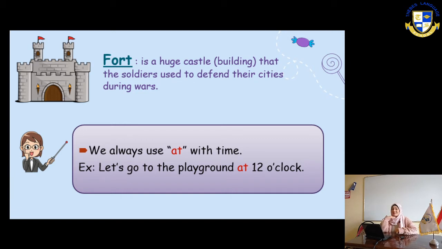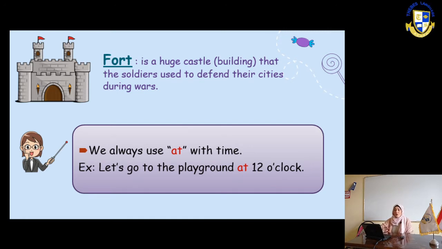We always use the preposition at with time. We use at with time. Let's go to the playground at 12 o'clock, at 6 o'clock, at 4 o'clock. So before saying the time, 4 o'clock, 6 o'clock, 2 o'clock, I say at 6 o'clock, at 4 o'clock, at 12 o'clock. So we use at with time.